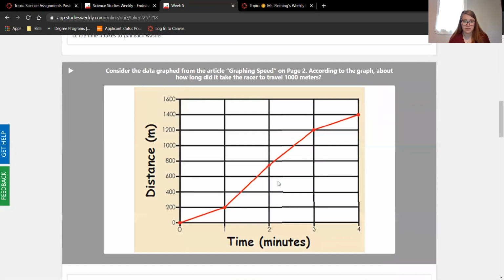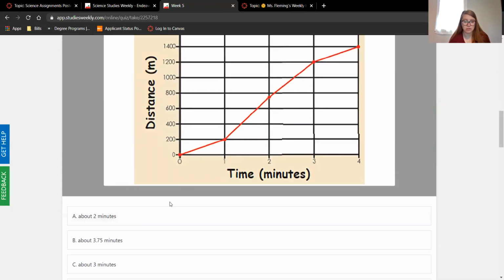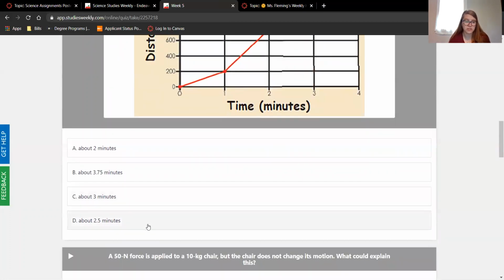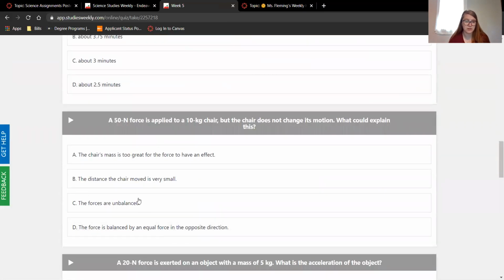Here we have a little chart. Consider the data graphed from the article Graphing Speed on page 2. According to the graph, about how long did it take the racer to travel 1,000 meters? Is it A, about 2 minutes, B, about 3.75 minutes, C, about 3 minutes, or D, about 2.5 minutes?